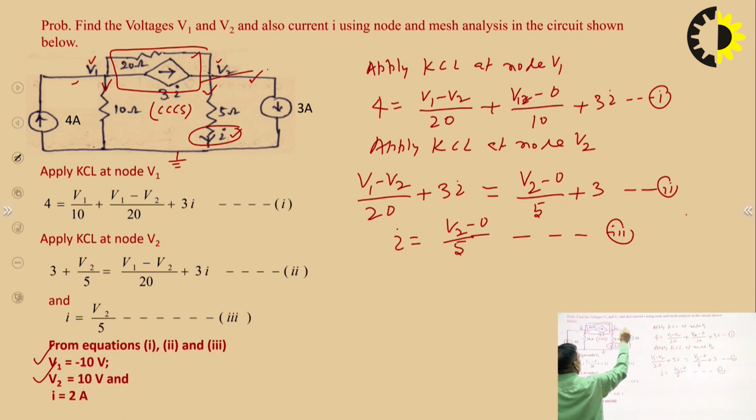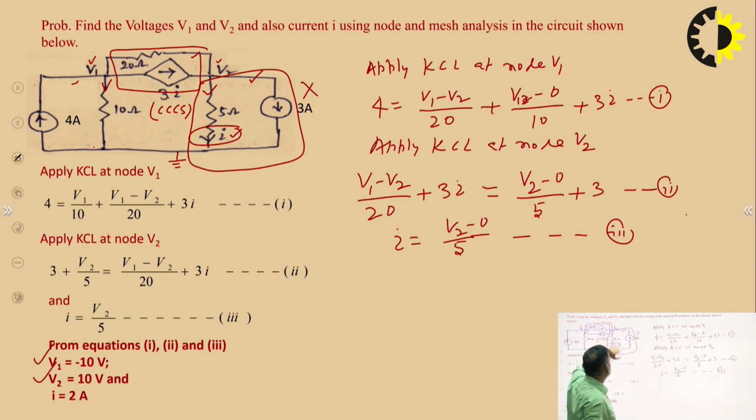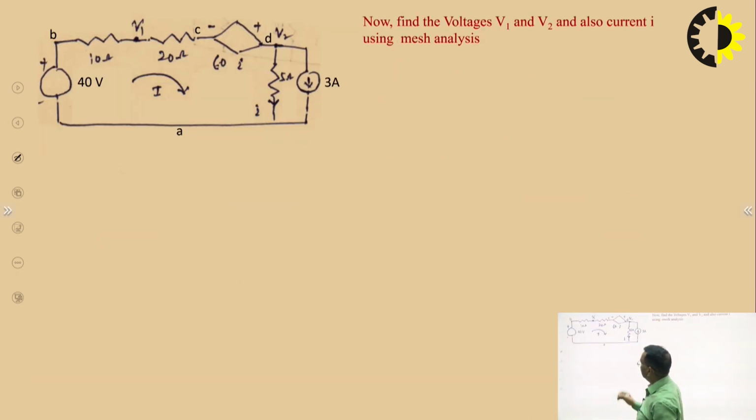We cannot carry out the source transformation of this branch because this is the controlling branch. The current of this branch is the current controlling the current source. So we cannot carry out the source transformation of this branch, whereas we can carry out the source transformation of this other branch. So this circuit can be modified in this way.